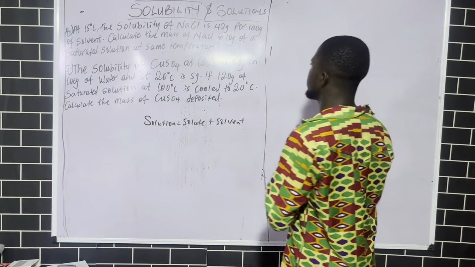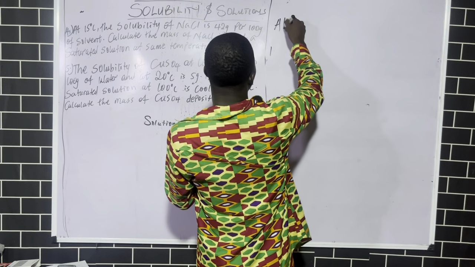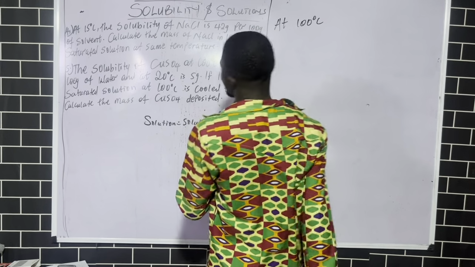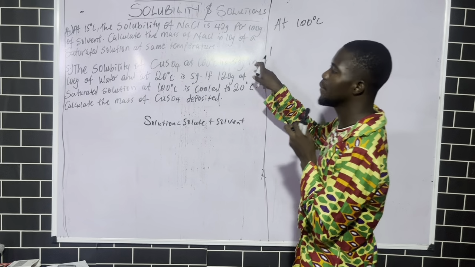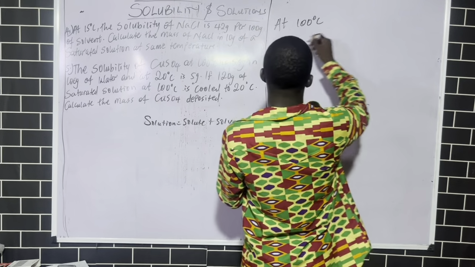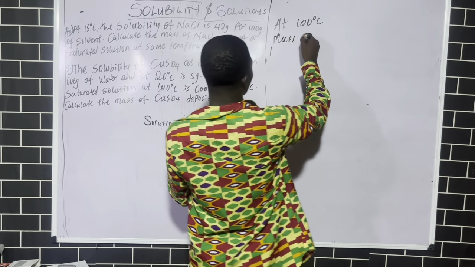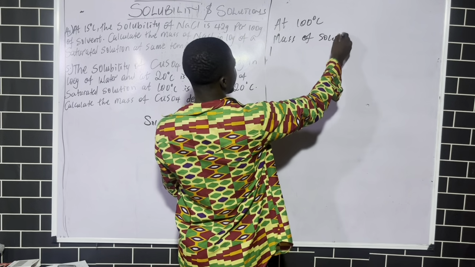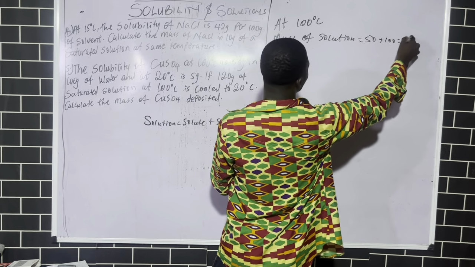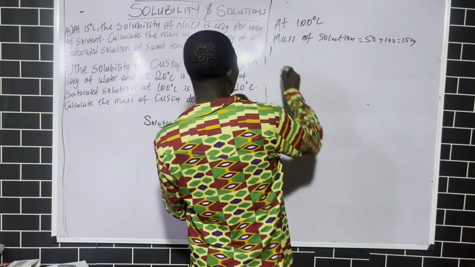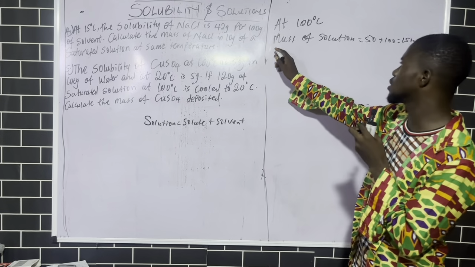So now this is very, very easy. Now this is what we'll do. At 100 degrees Celsius, right? What is the mass of the solution? We have 50 gram in 100 gram of water. So mass of solution is 50 plus 100 equals 150 gram.